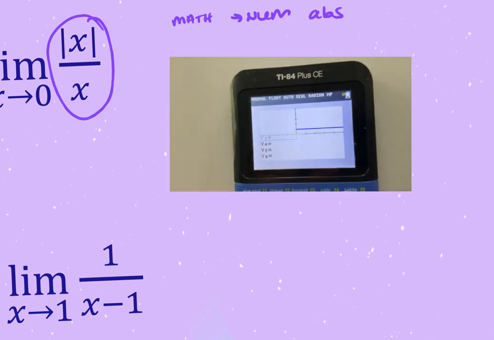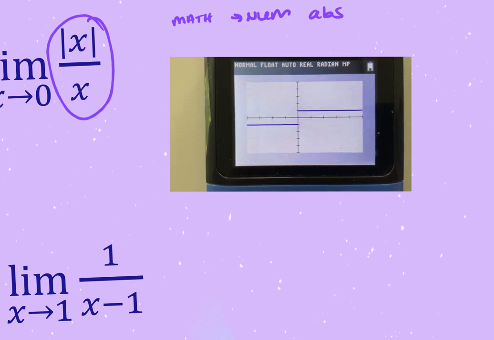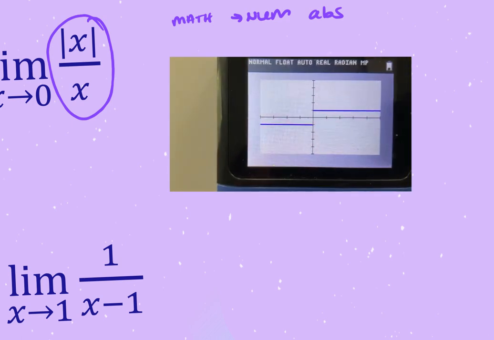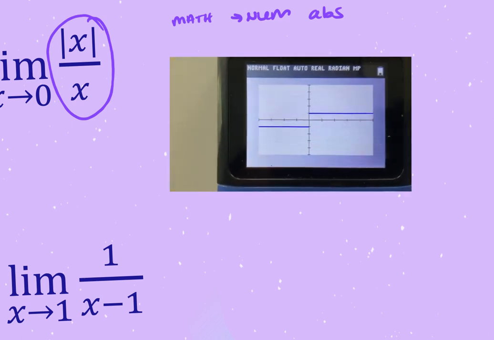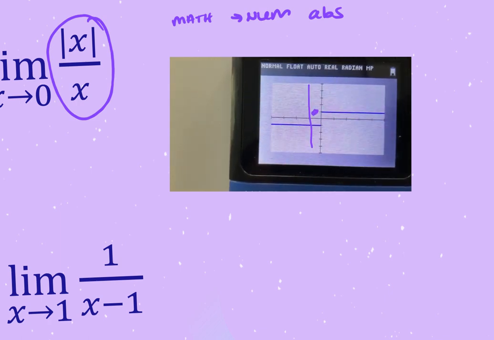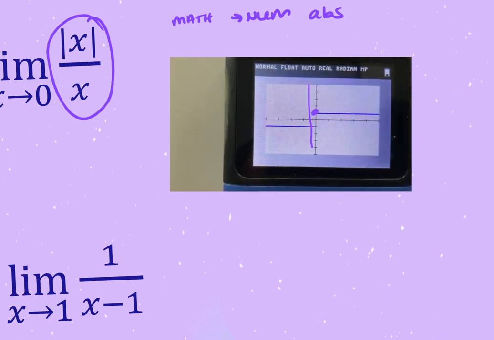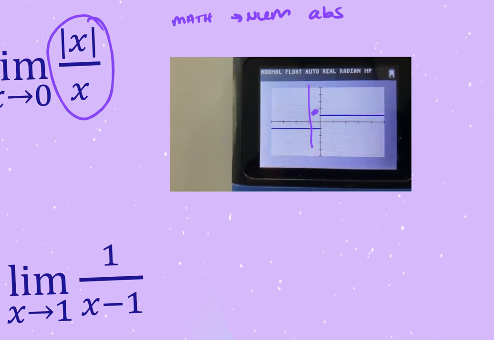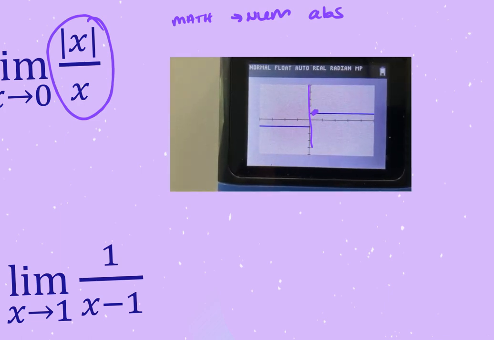So this was what I typed in. This is what I got. And as I'm looking at 0, which is here, notice it's approaching from two different values. Let me line it up. That's when I would say the limit does not exist.